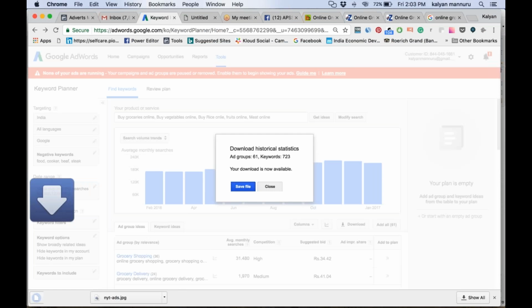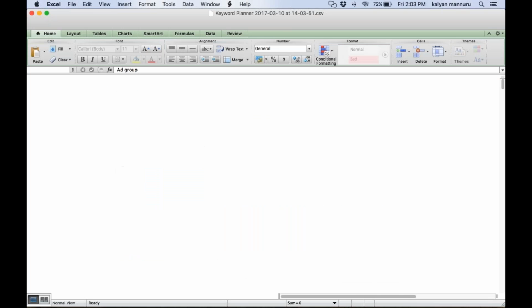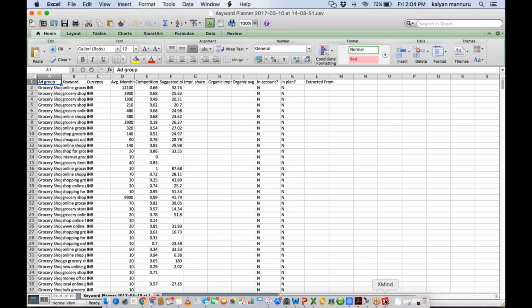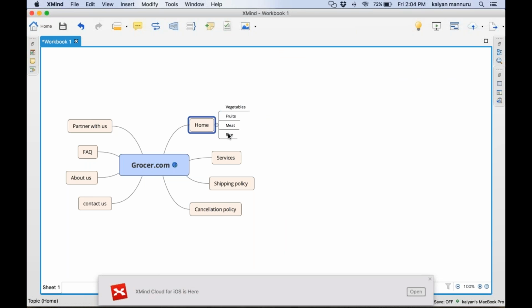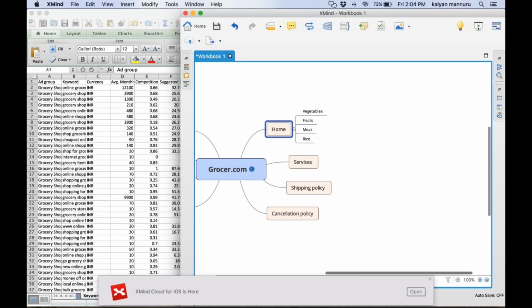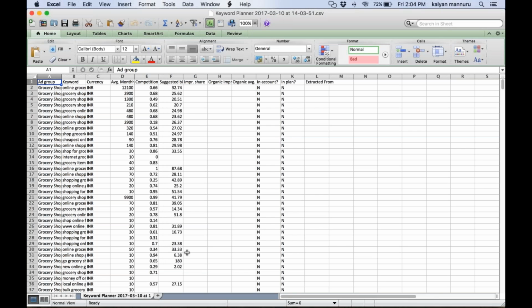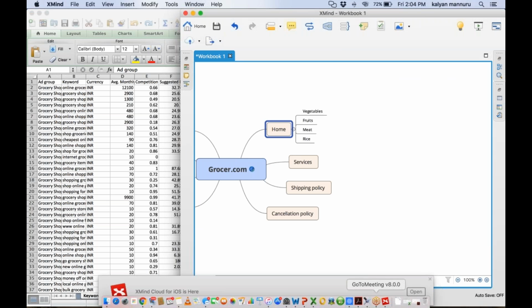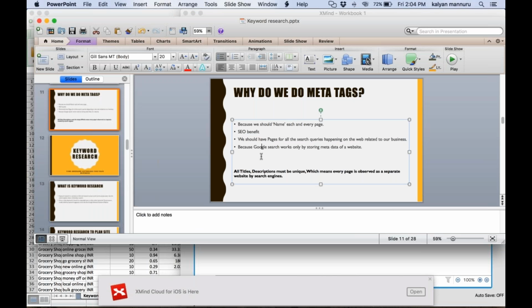I have downloaded it. Now I'll tell you how to use this downloaded data and plan or insert these keywords into our title, URL, and description. Why are we doing it? Why are we trying to insert these actual search terms into the website's title, URL, and description? Because that is the only way Google works.